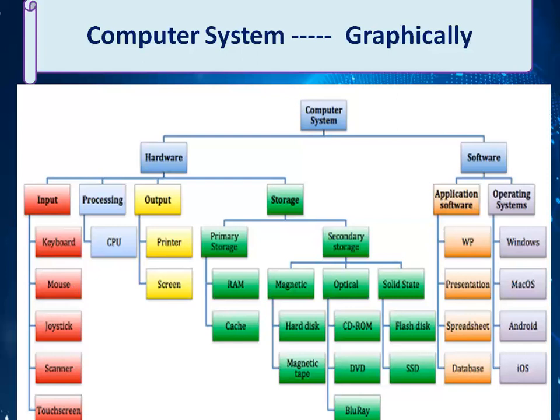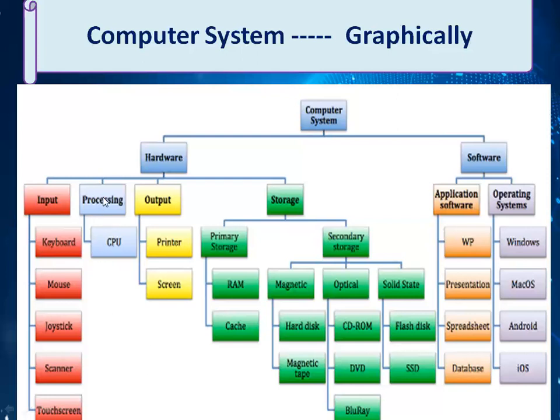When you roll your mouse on a flat surface, you can see your pointer moving on the screen. Then we have a joystick. Joystick is used to play games. Scanners are used to scan your hard copy into soft copy. With the help of a scanner, you can convert your book page, your image, into digital form. Touchscreen provides an interface where you can touch the screen and enter the input.